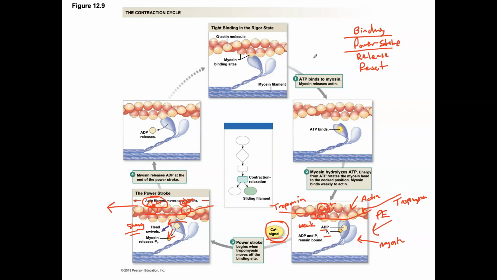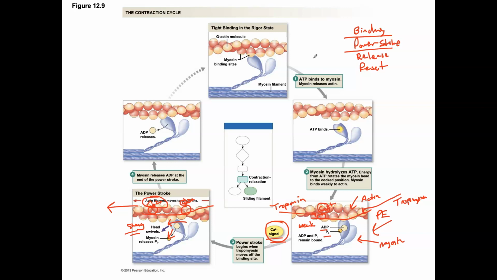So in order for myosin to bind to actin, we used calcium. In order to initiate the power stroke, we release inorganic phosphate so that the myosin head can bend, and that gives the power to slide the actin over the myosin.